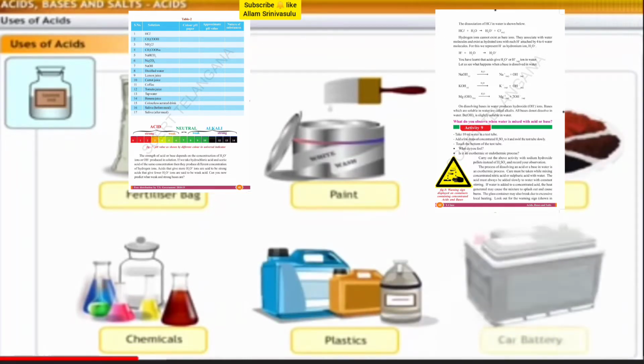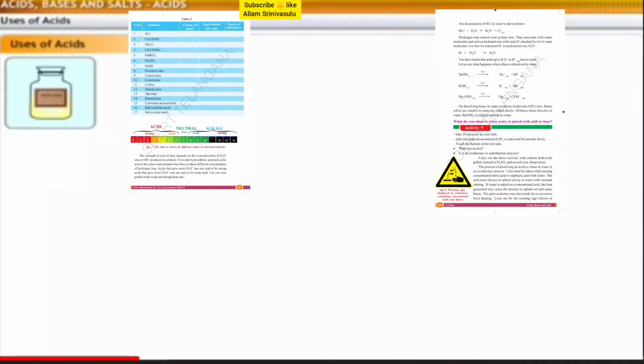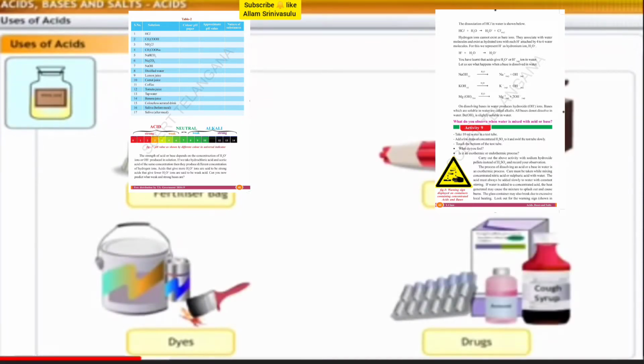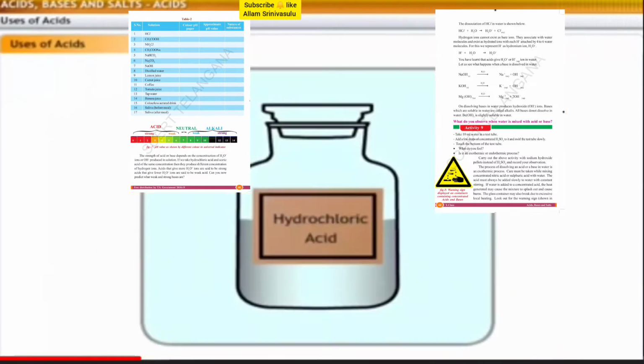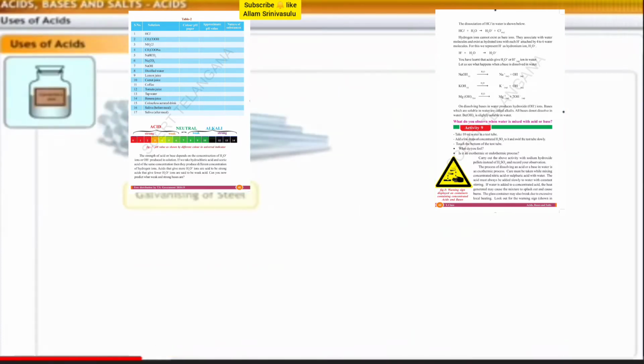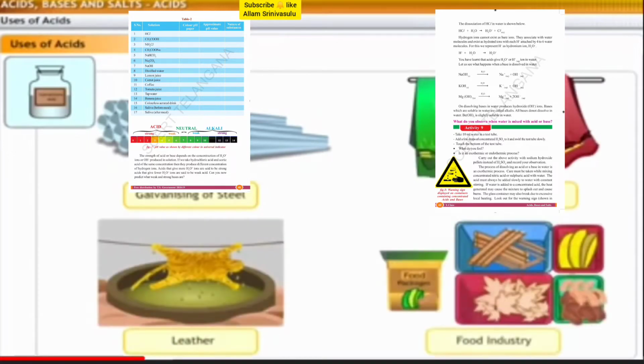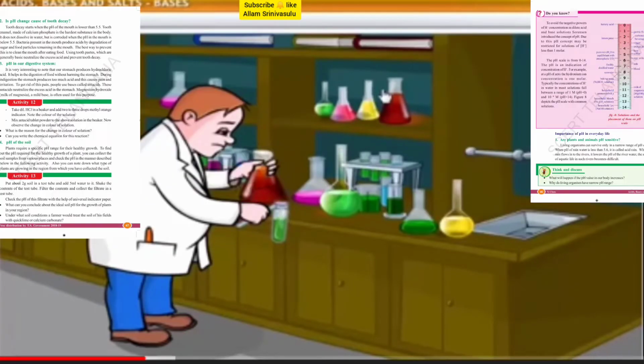Acids are used in fertilizer bags, paints and dyes, and have many other uses. Nitric acid is used in polythene bags, TNT, and oils and drops. Hydrochloric acid is used in cleaning steel pipes, and more. HCl is used in textiles and leather preparation, and in food and laboratories.